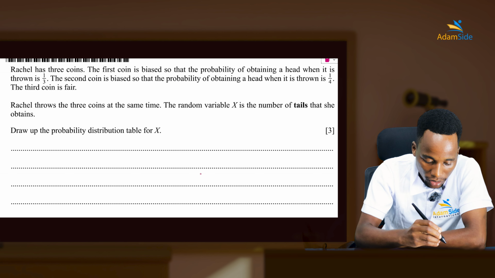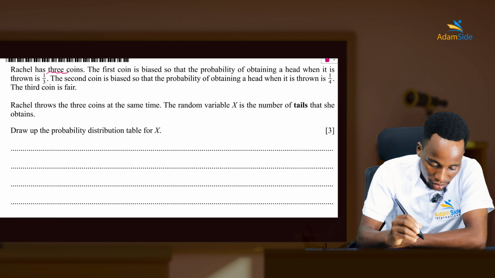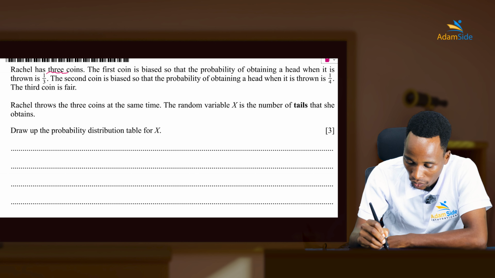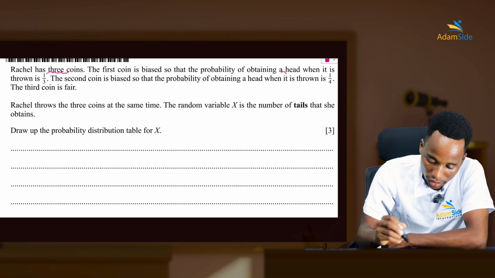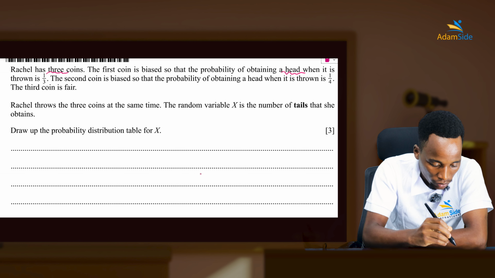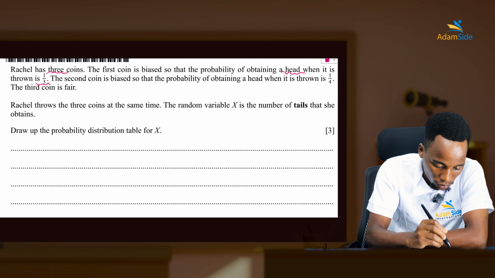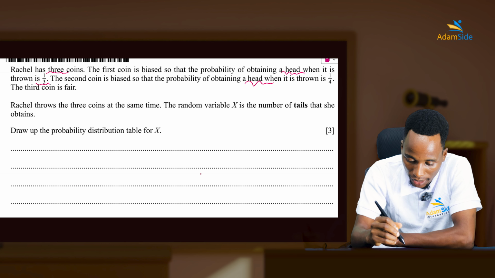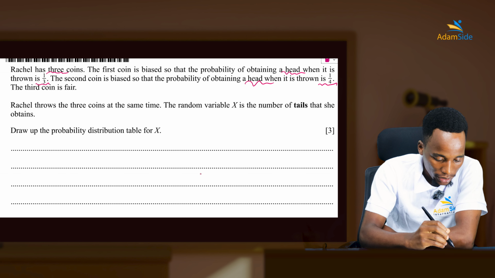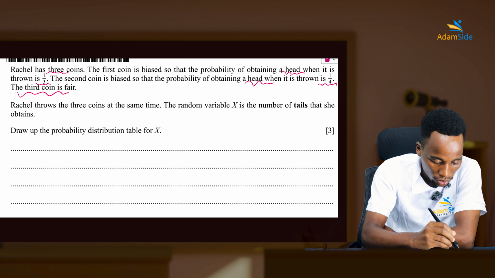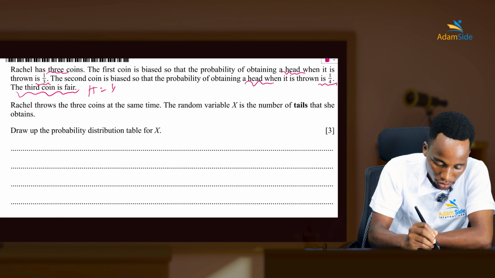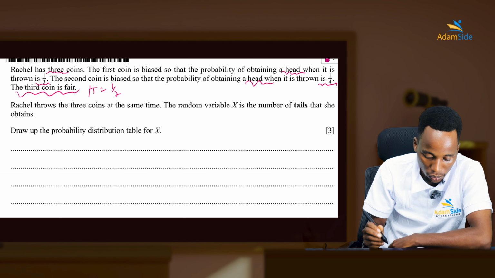Question number 1 says, Rachel has 3 coins. The first coin is biased, so that the probability of obtaining a head when it's thrown is 1 of 3. The second coin is biased, so that the probability of obtaining a head is 1 of 4. The third coin is fair, so the probability of getting a head is 1 of 2, which is half.